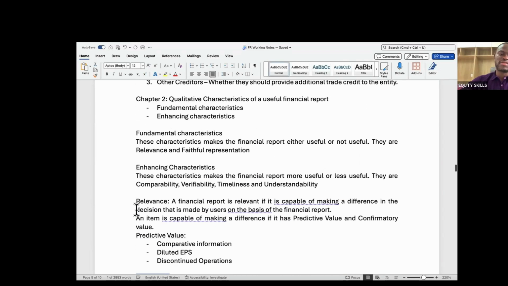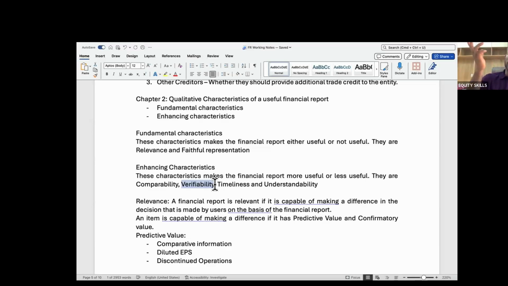For the enhancing characteristics, those ones are quite straightforward. We have comparability, which means that you should be able to compare the financial report with other entities' reports and even your own report of previous year. We have verifiability. Independent observers or independent professionals should be able to recheck or recalculate your figures. That goes to show that we need to provide sufficient information about our figures so that professionals can recalculate whatever it is that we have done.